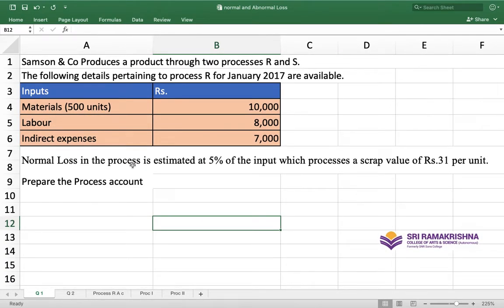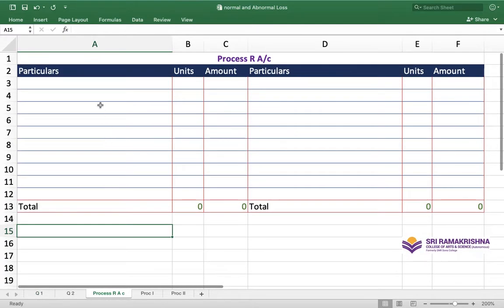Samsung & Co produces a product which passes through two processes R and S, and the input for this is material 500 units, labor and indirect expenses. It is expected that there will be a normal loss of 5% of input, and this will be sold in the market for a scrap value of rupees 31 per unit. So we have to prepare a process account. Here I have already made a format for preparing a process account.